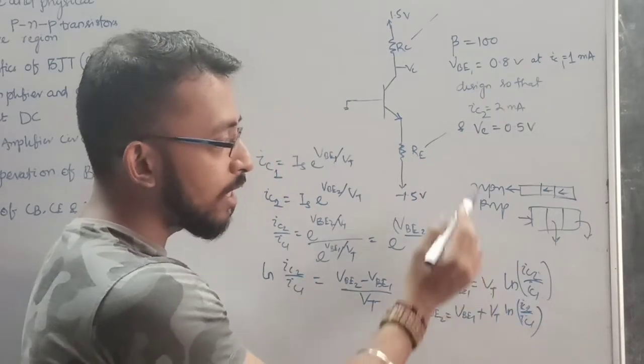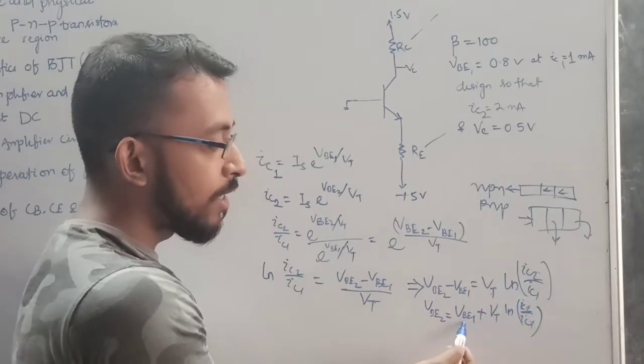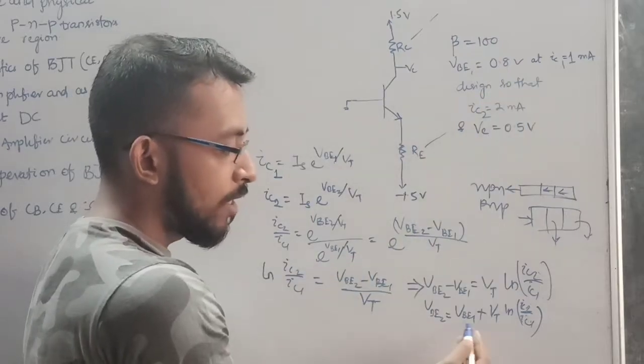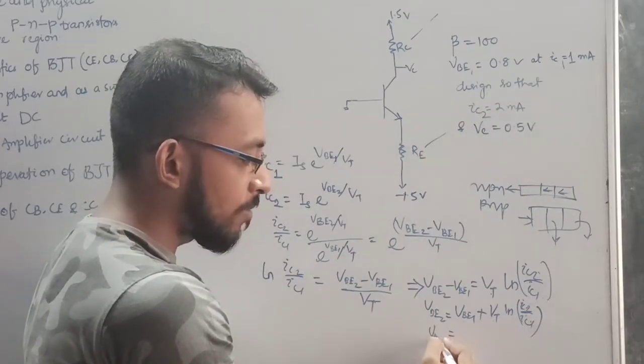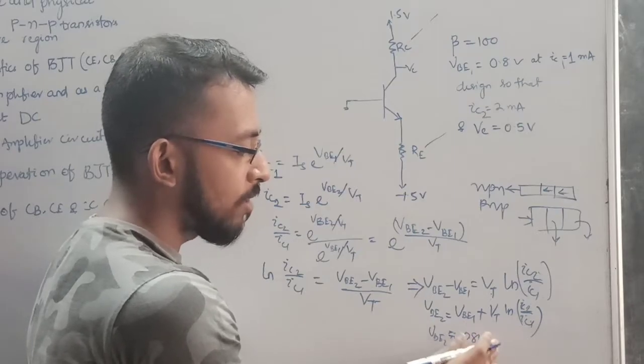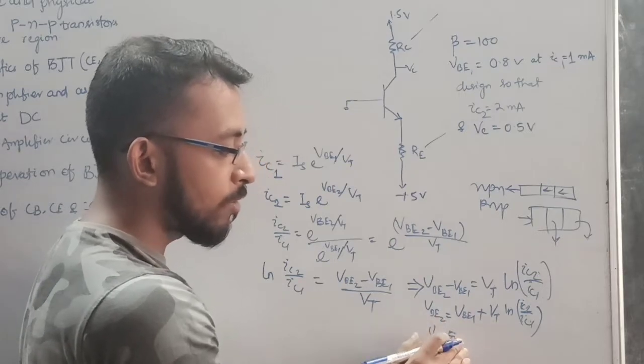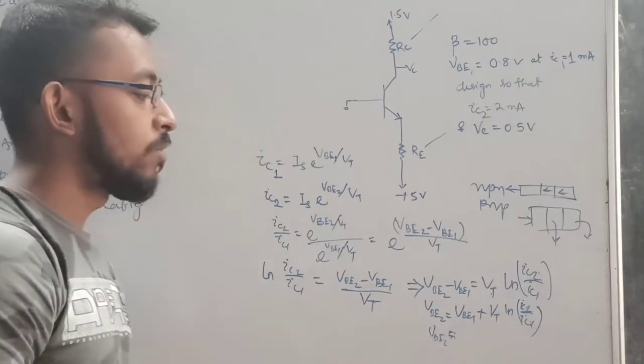So you put each and every value that is given: 2 milliampere, 1 milliampere, VT 25 millivolt, and this is 0.8 volt. Then you might get a value of VBE2 that is approximately 0.819, or 0.9 something, whatever value you get. After putting all these values and solving, you will get the value of VBE2.